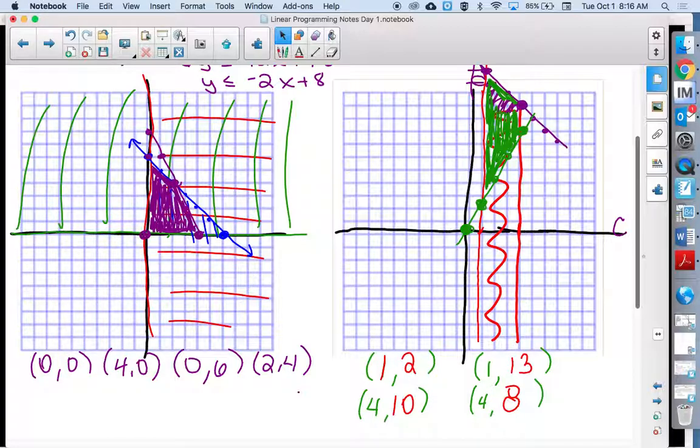So tomorrow we'll pull in the application part, and it'll kind of make a little more sense once you deal with the application. 5 and 6 from the book. Anybody interested in graphing 5 or 6 from the book for tomorrow?